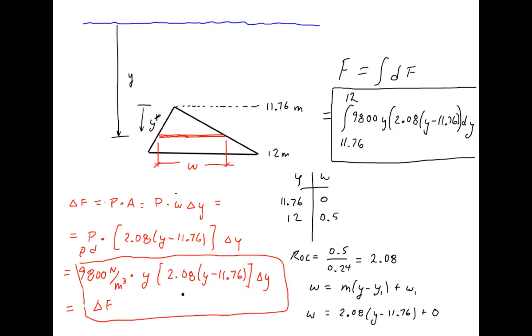The bounds would be different as well. Your bounds would be from what to what? 0 to 0.24, from 0 to 0.24 if you did y star. The first little strip's at y star equals 0. The last strip would be at y star equals 0.24.